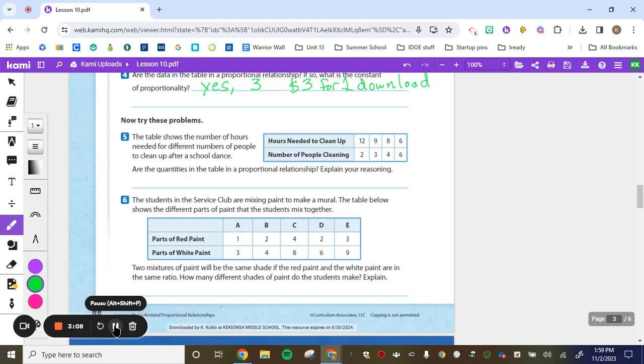Now try questions 5 and 6 and then check with the video. So question 5, I know that time is usually the denominator, so it would be people per hours. And I set up all of my ratios, and then when I simplified them, or you could divide and turn them into a decimal, none of them were equal to the same thing, so that one is not a proportional relationship. Now try question 6.